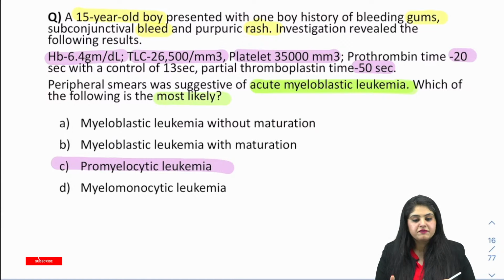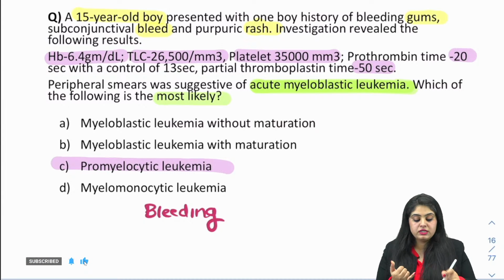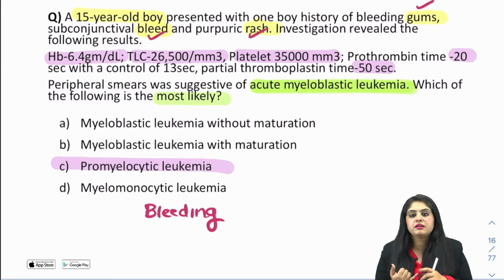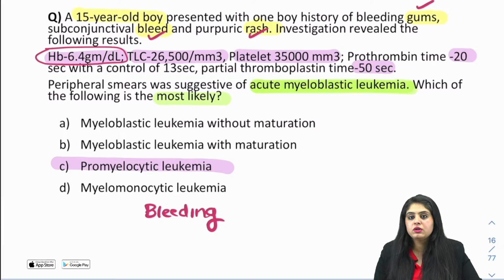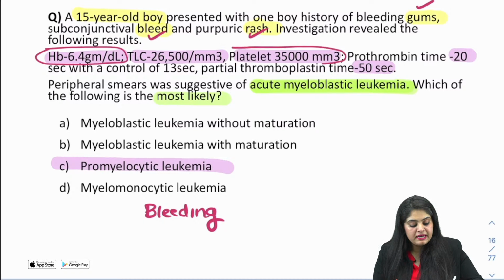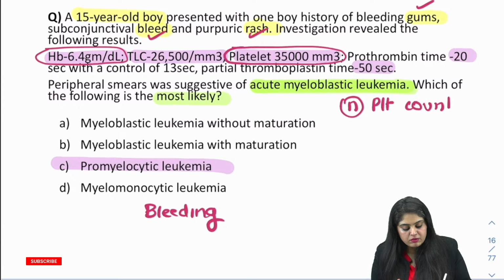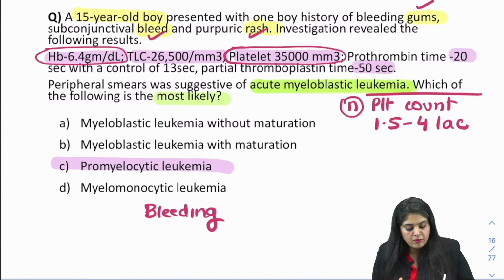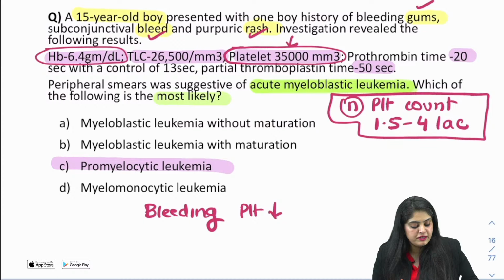So what happened here? There is too much bleeding happening in the patient: conjunctival bleed, gum bleed, rash bleeding, all bleeding type of history. Because so much bleeding is happening, hemoglobin will obviously go down because of the blood loss. But I saw the platelet count is low. First tell me the normal platelet count. Normal values you have to know. Normal platelet count is 1.5 to 4 lakhs. Even up to 4.5 lakhs is fine. Here it is not in lakhs, it is 35,000. So the platelet count is obviously very, very low.